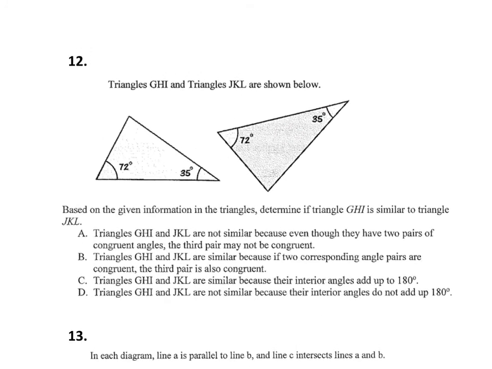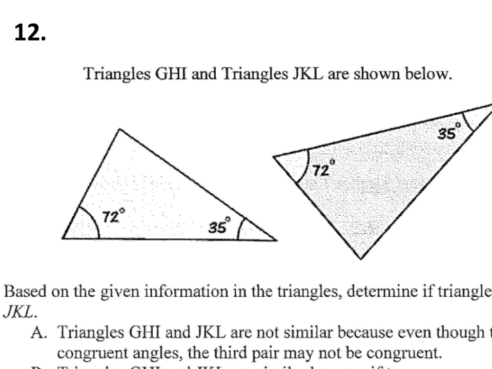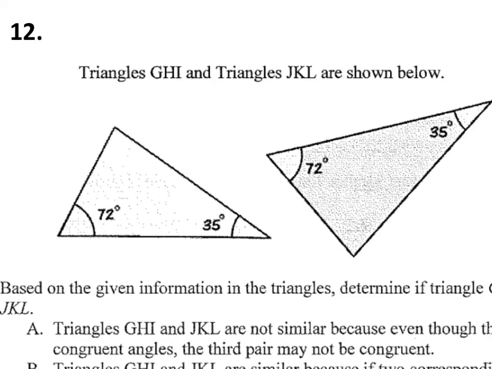Number 12. Triangles GHI and JKL are shown below. Based on the given information in the triangles, determine if triangle GHI is similar to triangle JKL. Well, before I bother going to look at my answer choices, here's what I know about triangles. I know that the whole inside is going to add up to 180 degrees. That's 180. I want to find out this angle right here first.